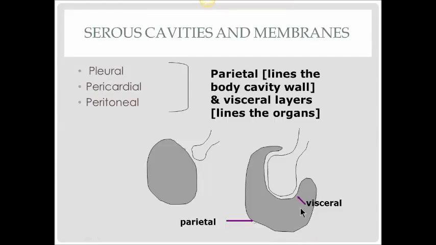Now, here we have your serous cavities. Inside the ventral body cavities, you have thin bags of fluid, like little balloons. These are known as serous cavities. They are in the thoracic cavity and in the abdominopelvic cavity.